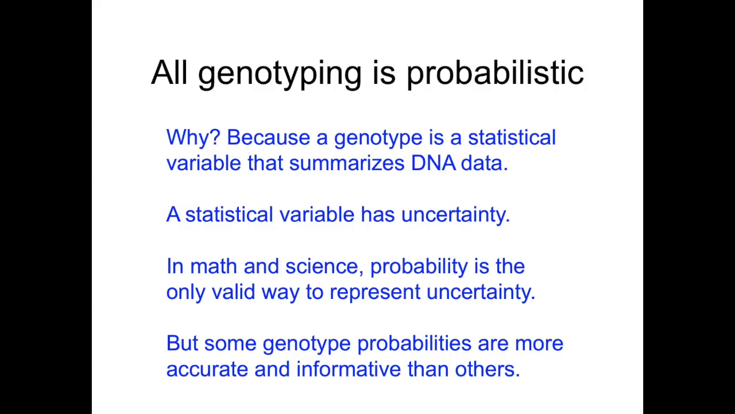And a genotype is actually a statistical variable that is a summary, a stand-in for the data. You can't compare data directly with data, but you can compare these statistics called genotypes in a likelihood ratio formula. And any statistical variable has uncertainty. You might think an exact profile doesn't, but that's not what I'm talking about. And the only way to represent uncertainty in science is with probability.